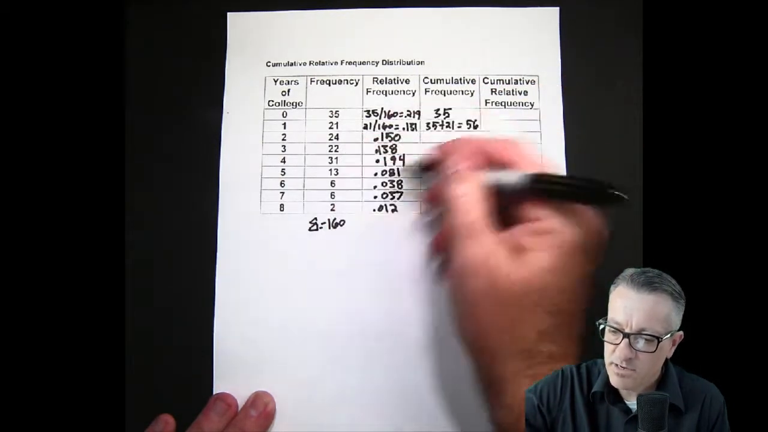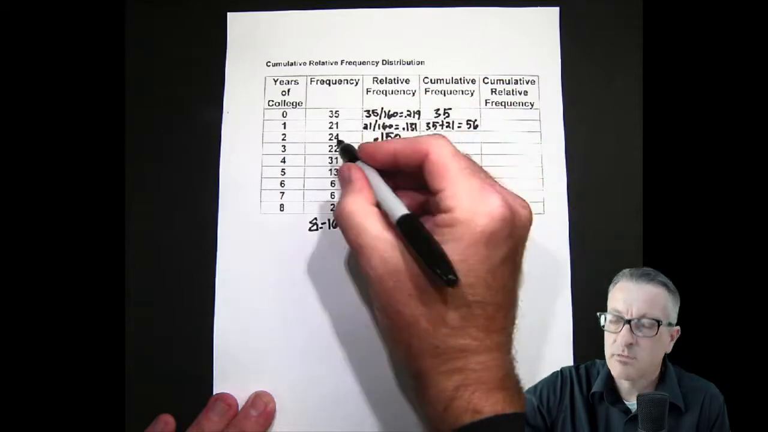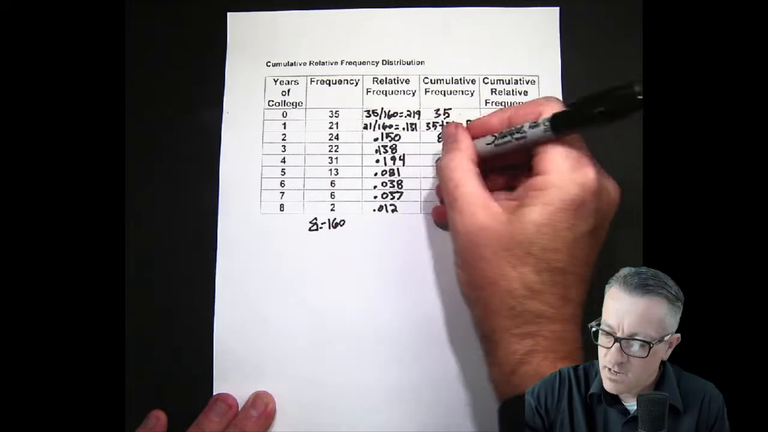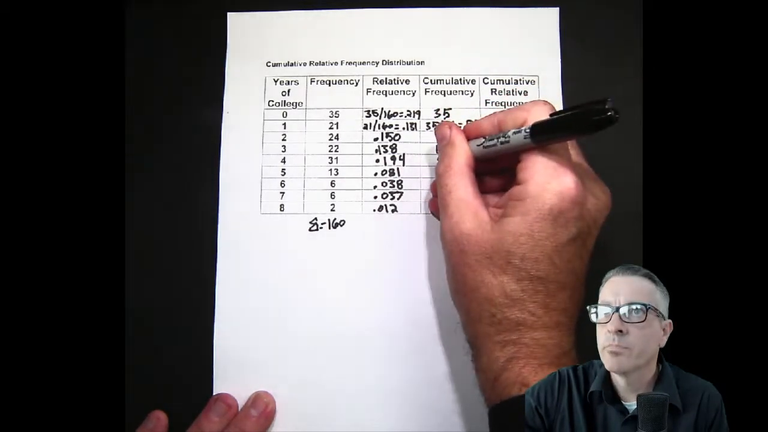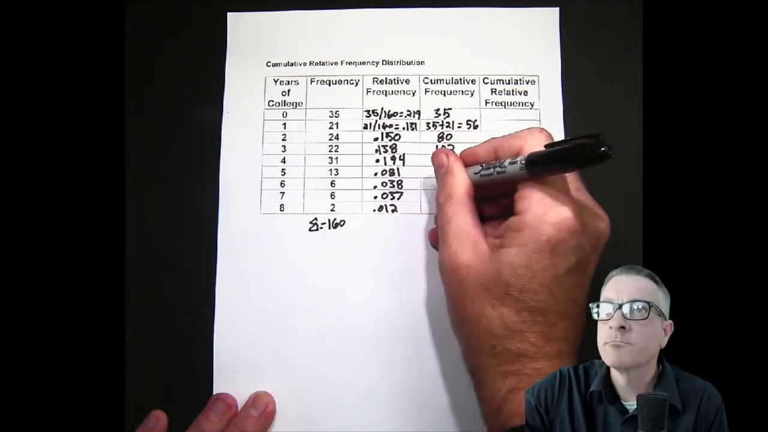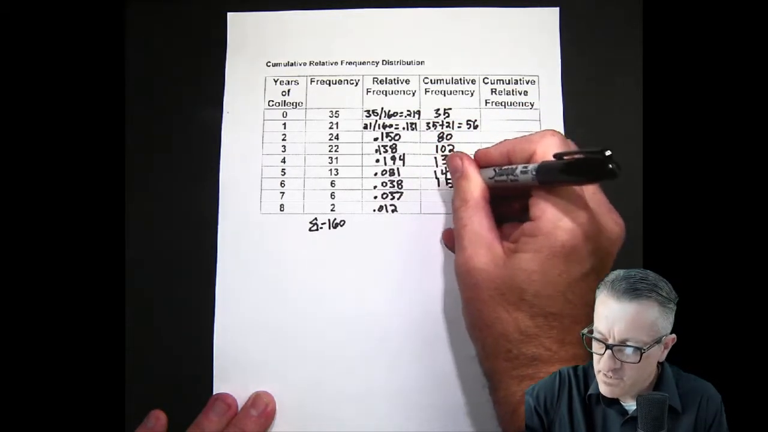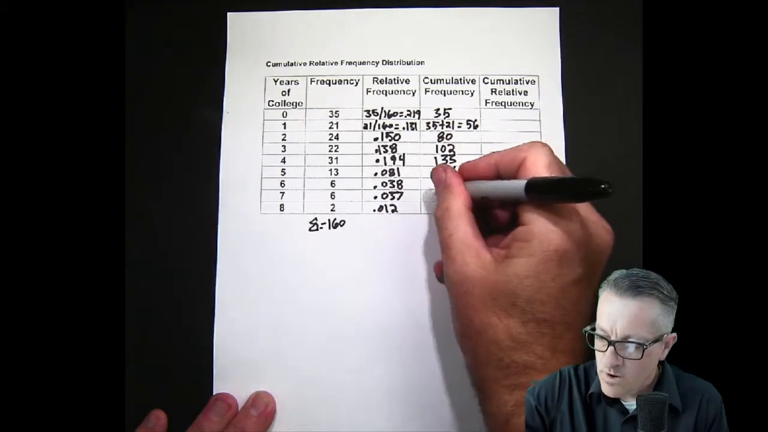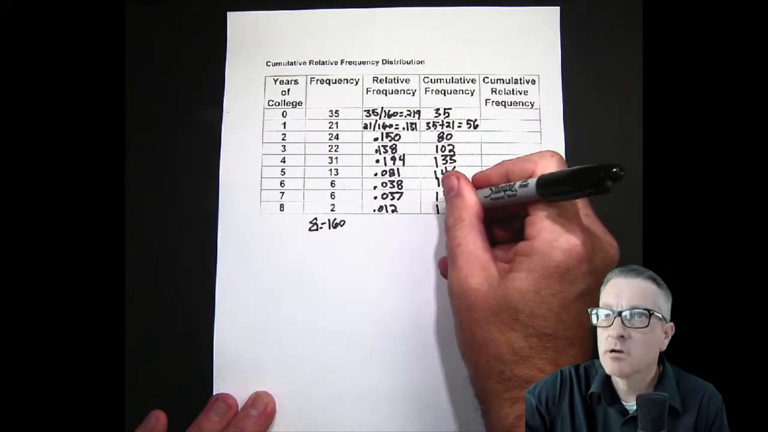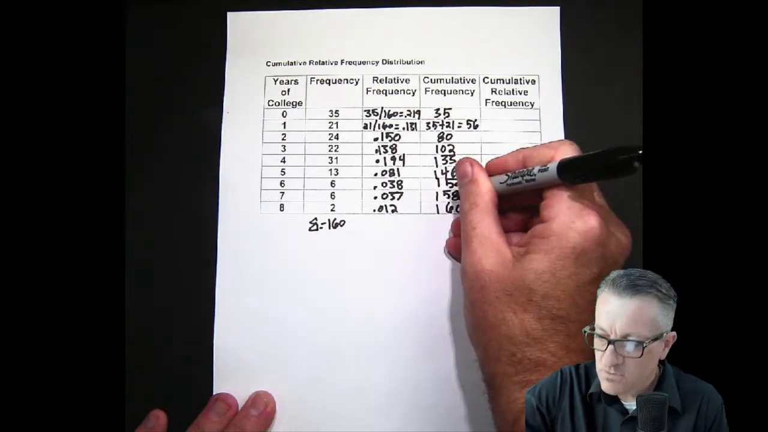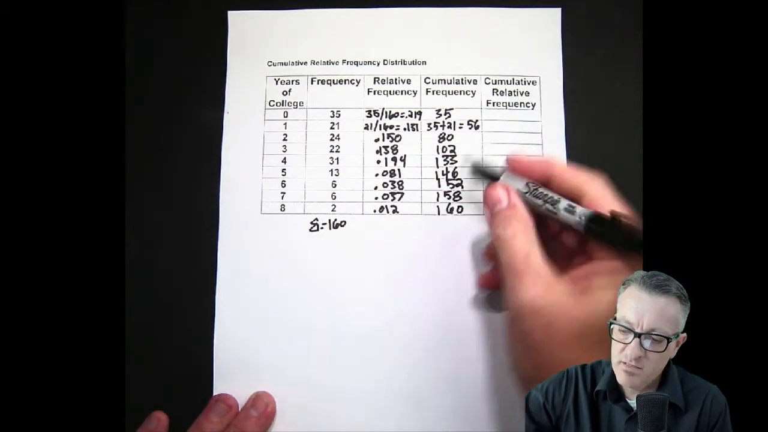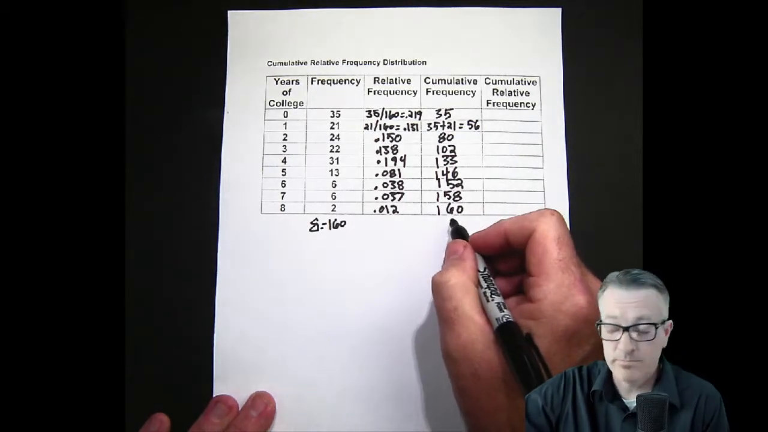And then we would keep going. It'd be 56 plus 24, so we'd have 80, and then we keep going: 80, then 102, and then 133, 146, 152, 158, and 160. At the end, because it's cumulative and not relative, where we're cutting precision off, this should equal 160 or we have a problem.